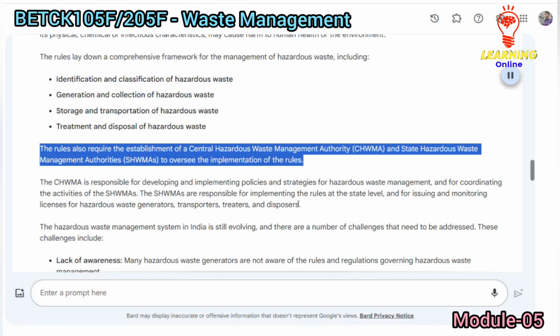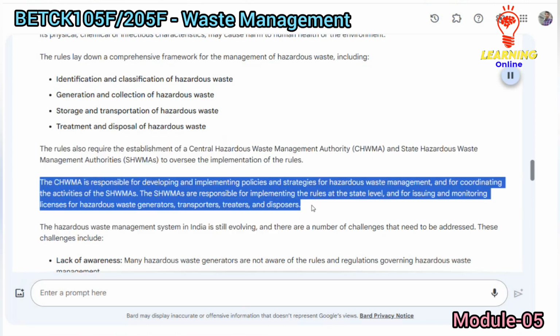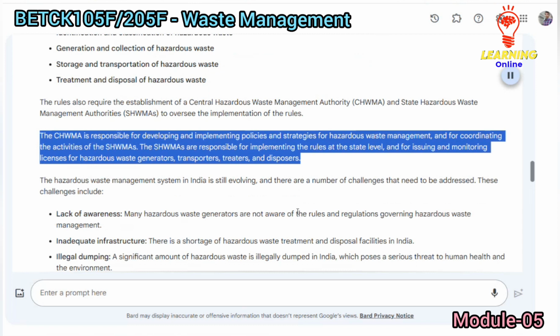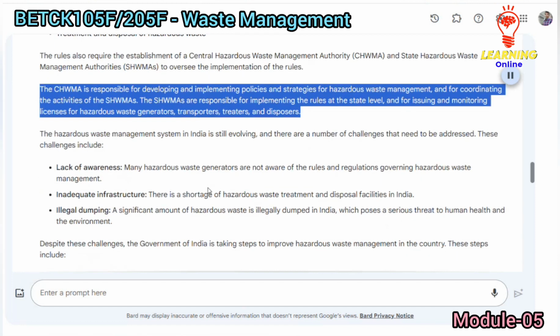The CHWMA is responsible for developing and implementing policies and strategies for hazardous waste management, and for coordinating the activities of the SHWMAs. The SHWMAs are responsible for implementing the rules at the state level, and for issuing and monitoring licenses for hazardous waste generators, transporters, treaters, and disposers.